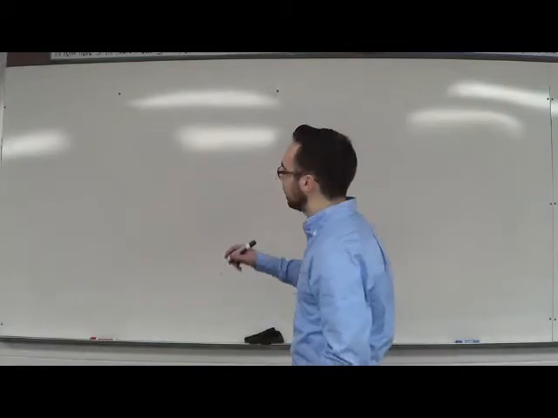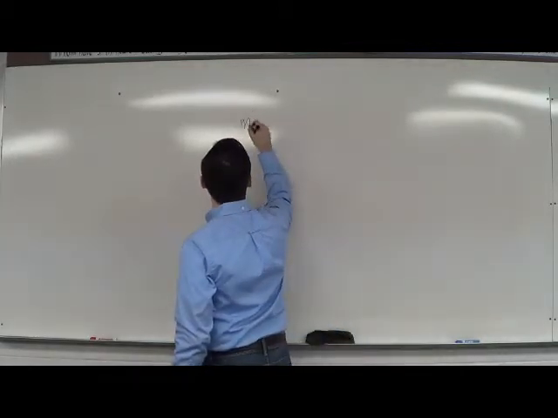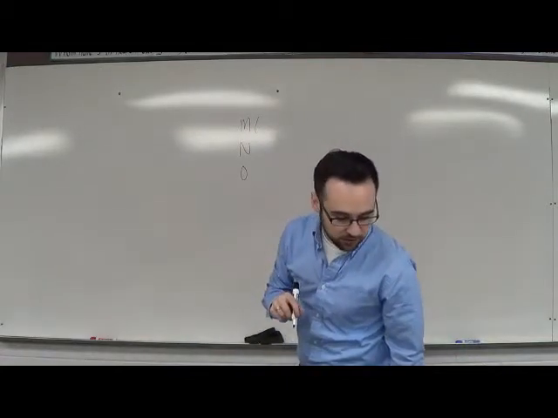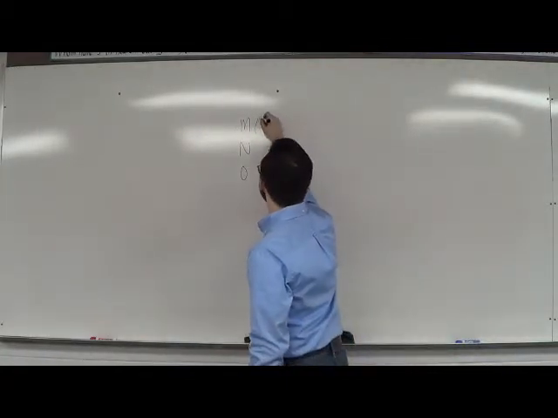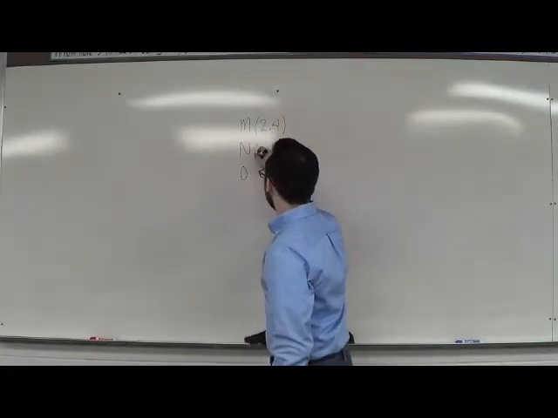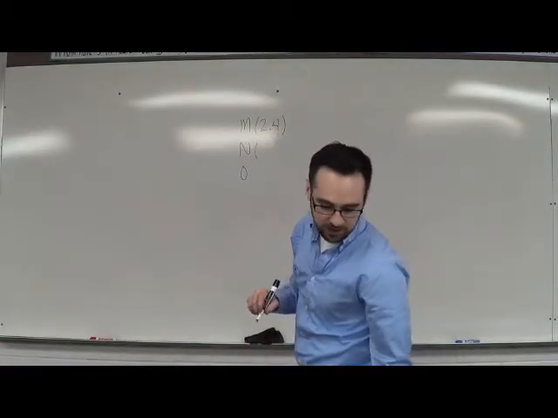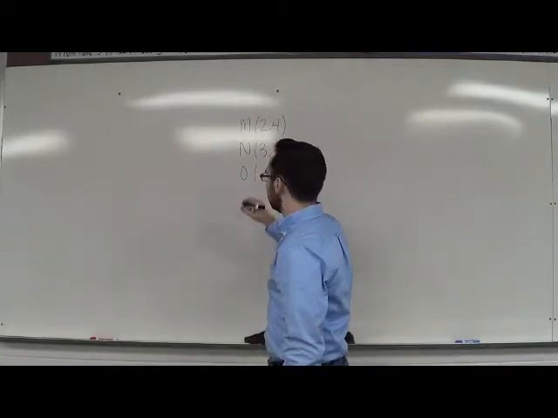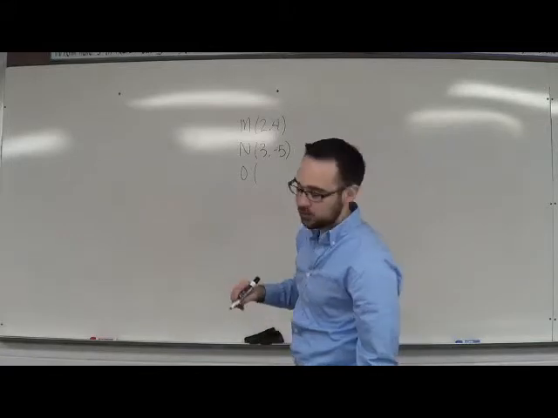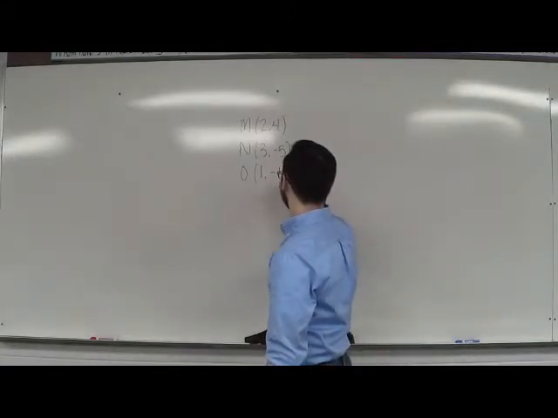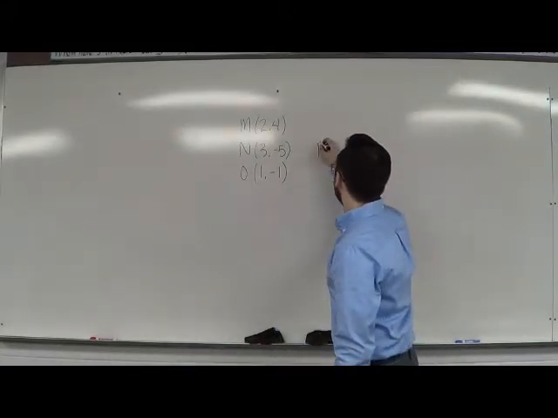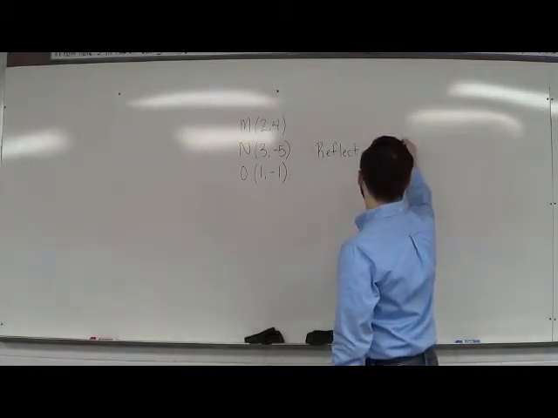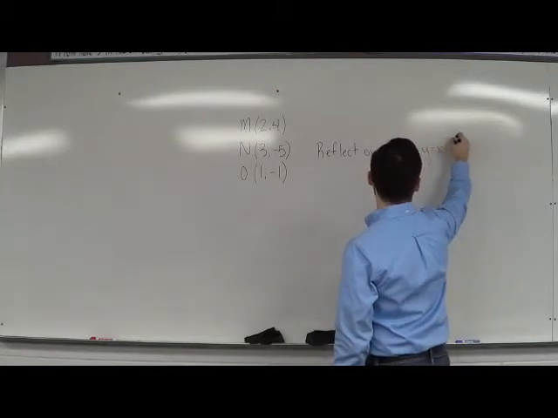So we're going to go ahead and look at the coordinates M, N, and O. M is located at 2, 4. N is located at 3, negative 5. And O is located at 1, negative 1. And we want to reflect this over the y equals x line.